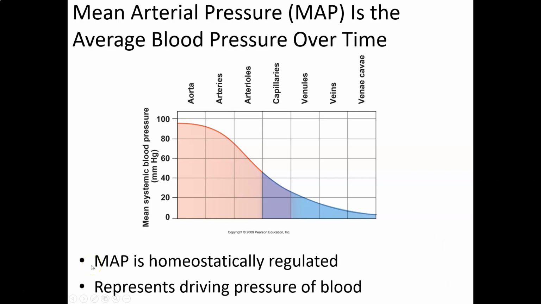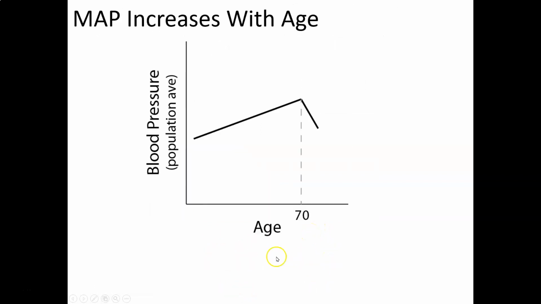So looking at the next slide, again, it kind of shows the drop in pressure over time, although unlike the first one we looked at, it doesn't show the pulse pressure here. And it again mentions that mean arterial pressure is a homeostatically regulated variable, and it represents the driving pressure of blood. One of the interesting things about mean arterial pressure is it tends to increase with age. And so we know in most people, mean arterial pressure rises as people get older.